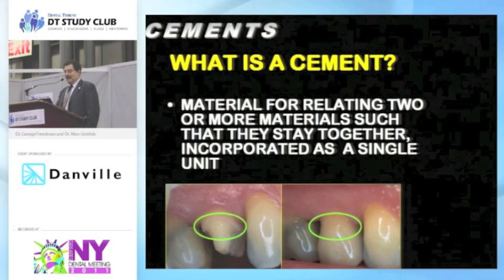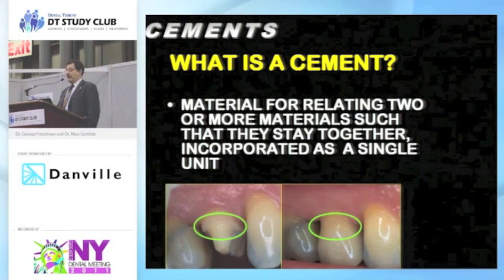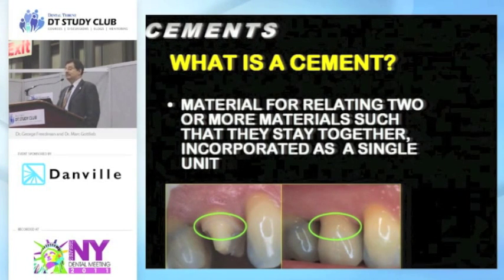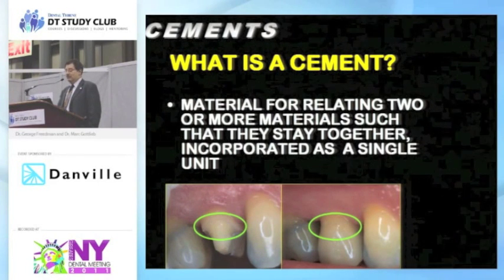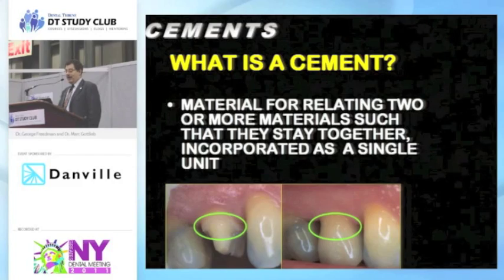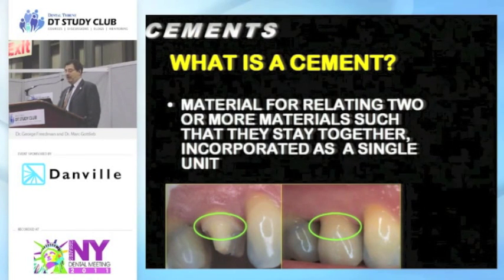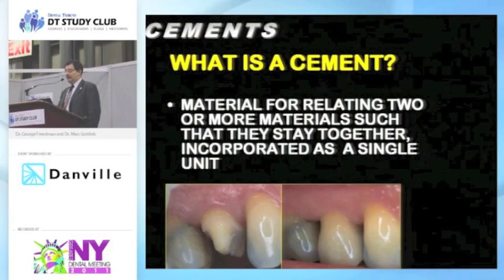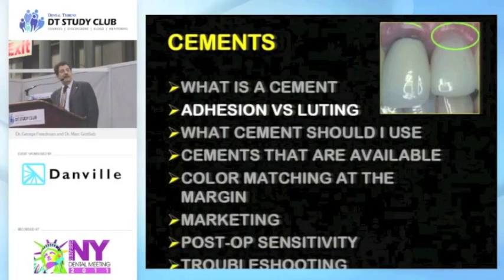Now, if we take a look at the next question, adhesion versus luting. Cements can either adhere a crown or they can lute. A luting cement is defined simply as a material that relies on mechanical retention. It's based on reactive or alkaline fillers. And here you see an example of a luted porcelain fused to metal crown.